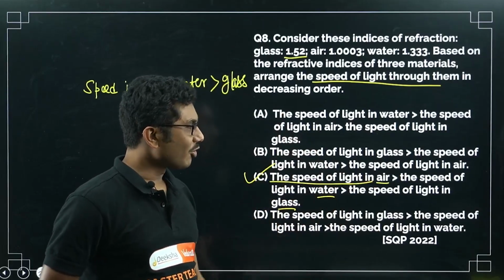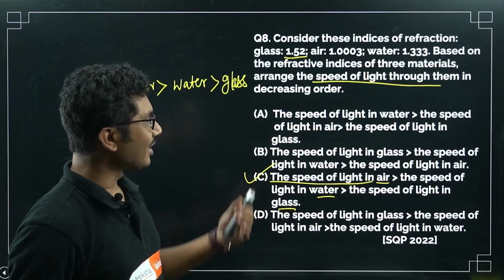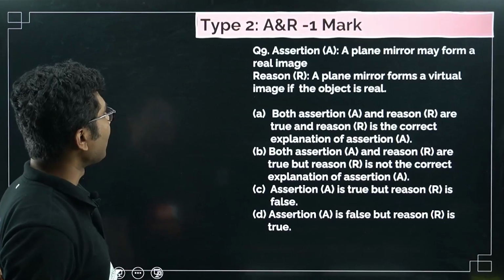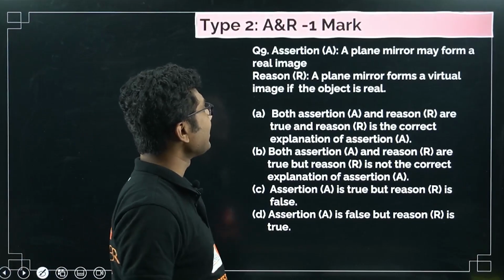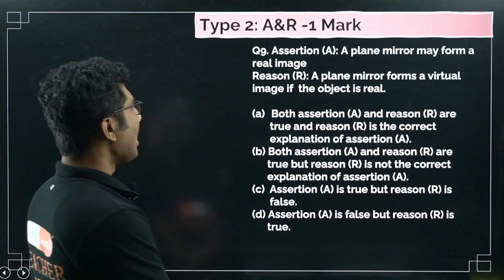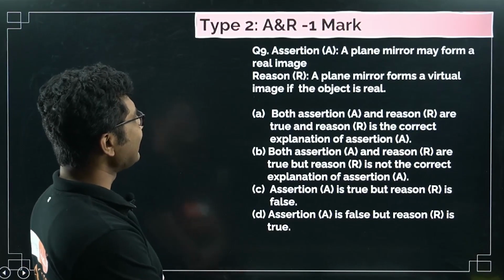So the other options all started not with air, but twice with glass and once with water, so definitely they are not correct. Next, question number 9 is an assertion and reason based question. A plane mirror may form a real image. A plane mirror forms a virtual image if the object is real.